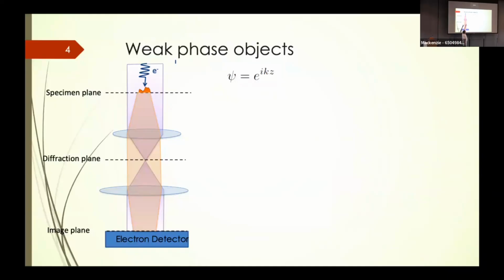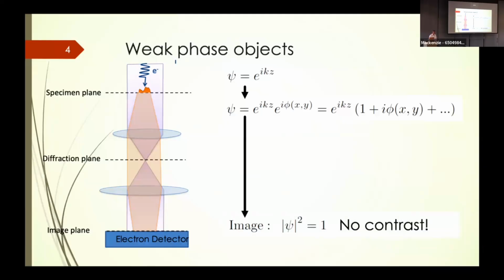For the physicists here, the incoming electron beam I've written as a plane wave e^(ikz), and phase object means that the e^(ikz) gets another phase factor attached to it, e^(iφ), where φ is the phase shift induced by the electron interactions with the specimen. And since the phase shift is weak, I can expand this in a Taylor series, taking only the first term. So what I'm imaging is something like 1 + iφ, where φ is a small number.